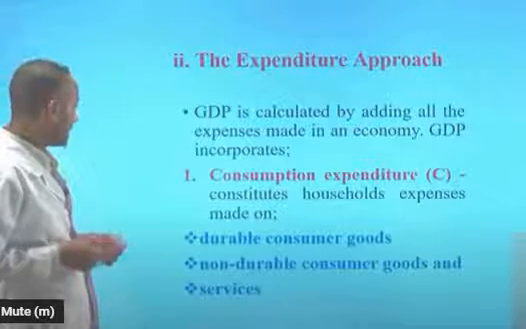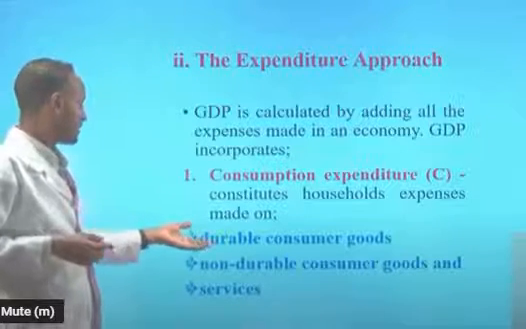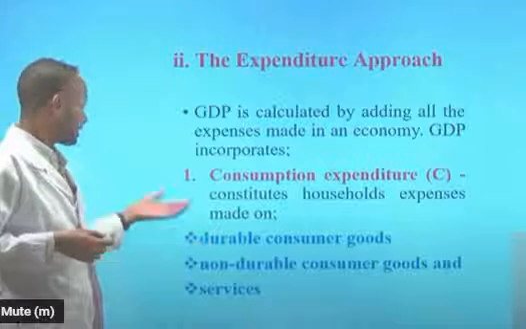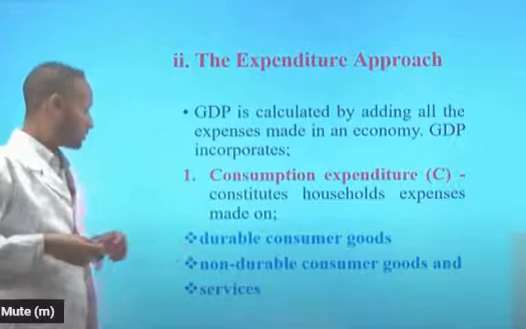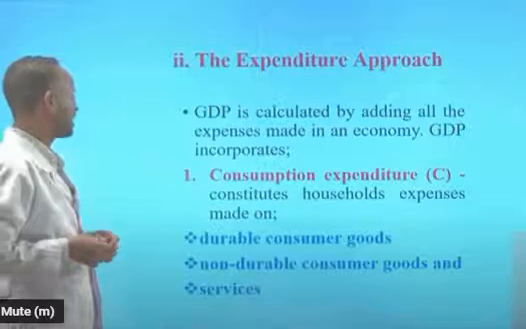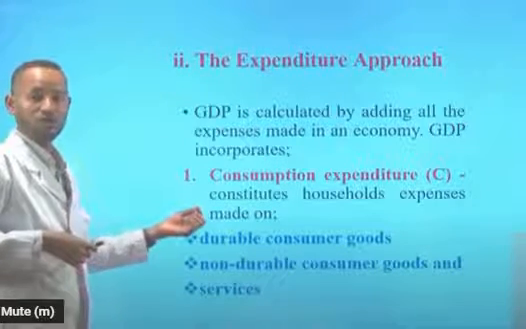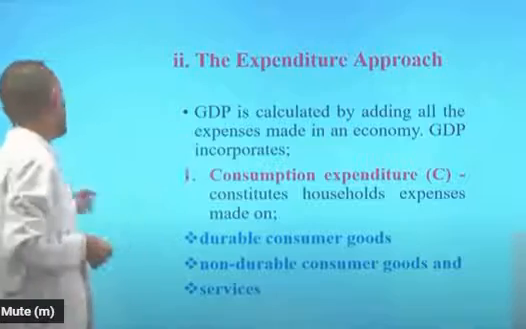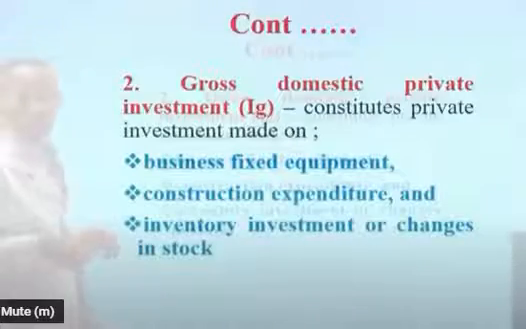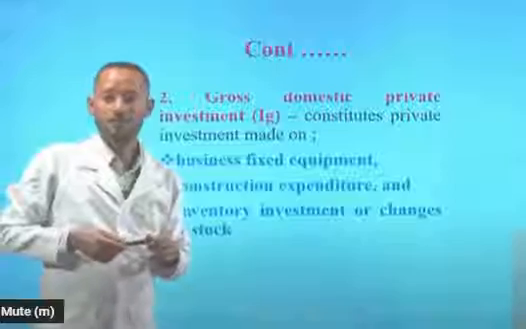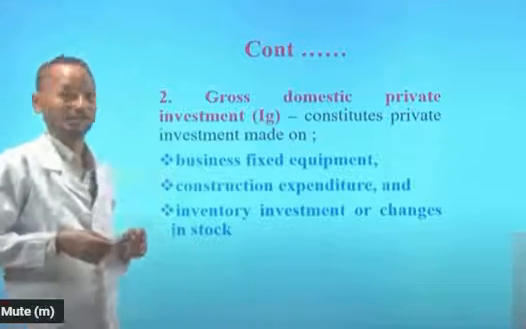So by adding all the expenses made on durable consumer goods, non-durable consumer goods, and services, we can calculate the consumption expenditure. This is one component of measuring GDP using the expenditure approach. The other component of measuring GDP using the expenditure approach is the gross domestic private investment.